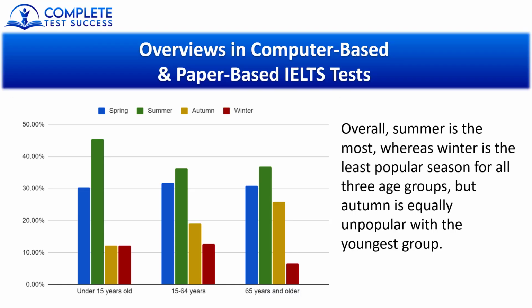Okay, and just like before, now that I have my information organized, I'm going to write my overview and simply say which categories were highest and which were lowest for each of the age groups. So here is my sample. Overall, summer is the most, whereas winter is the least popular season for all three age groups. But autumn is equally unpopular with the youngest age group.